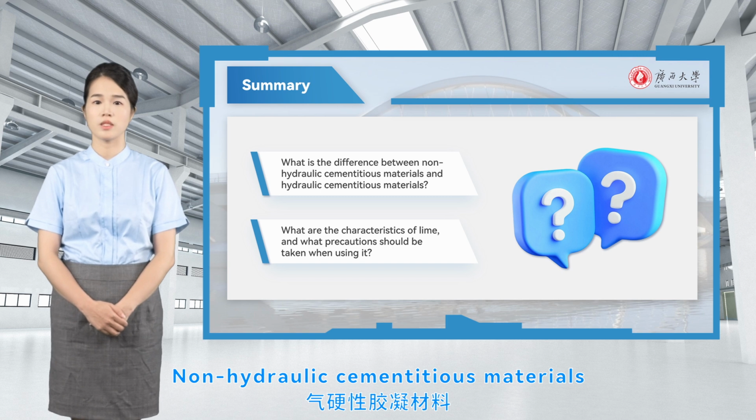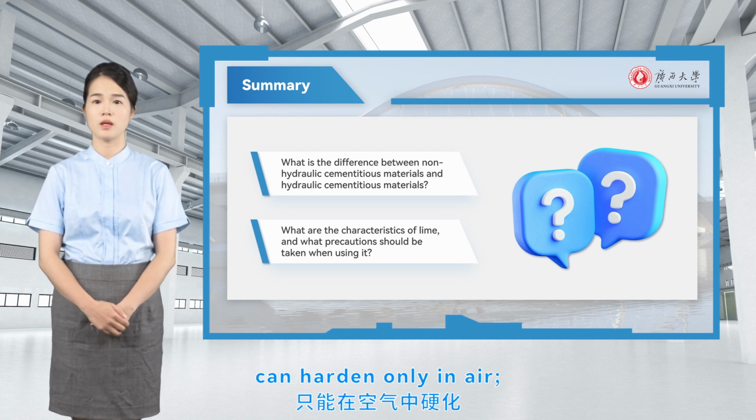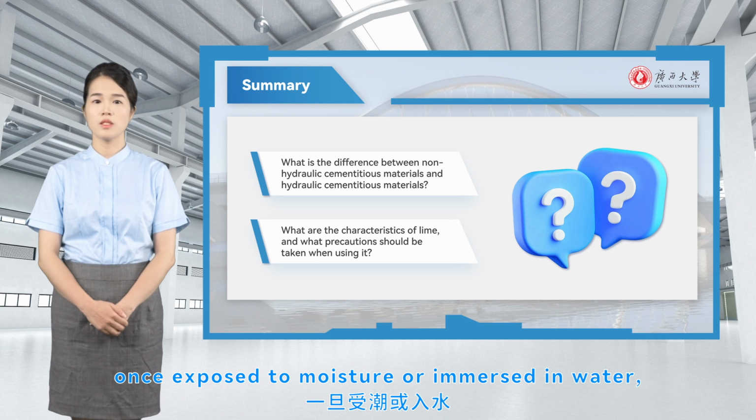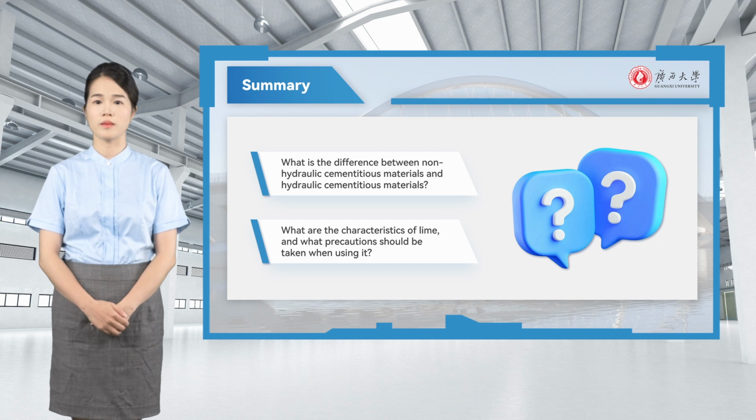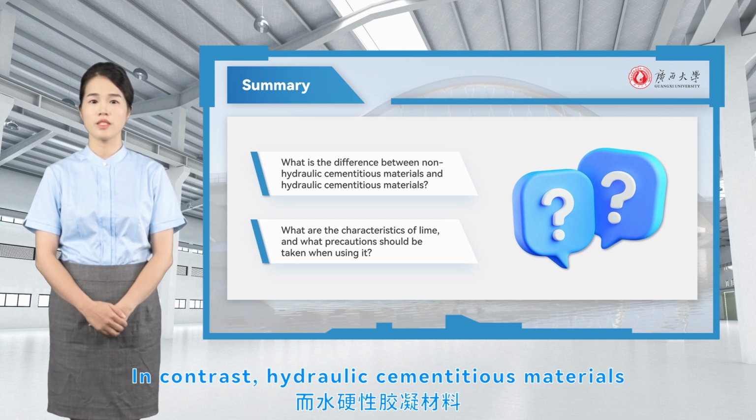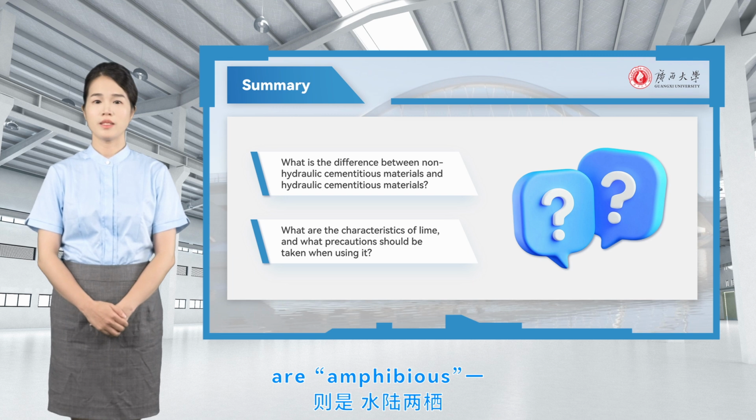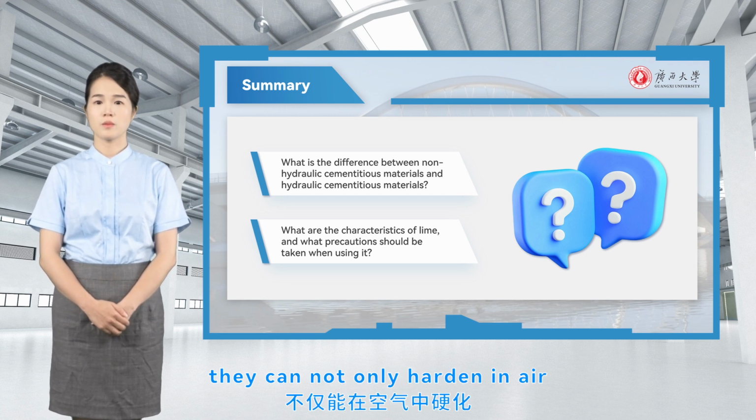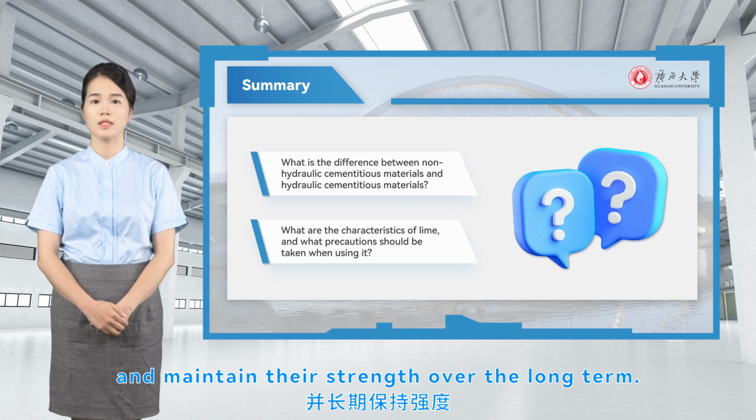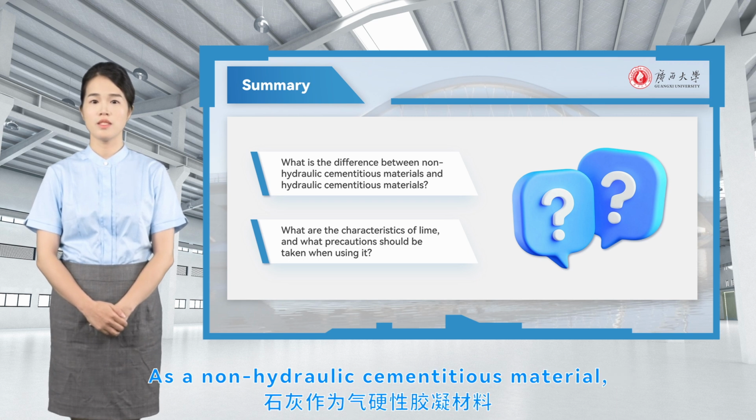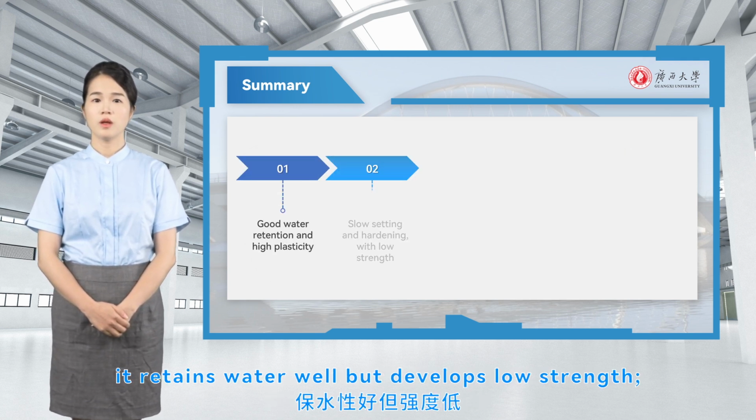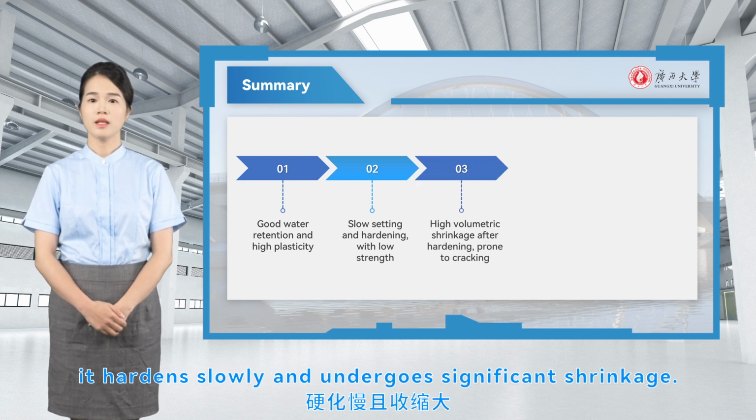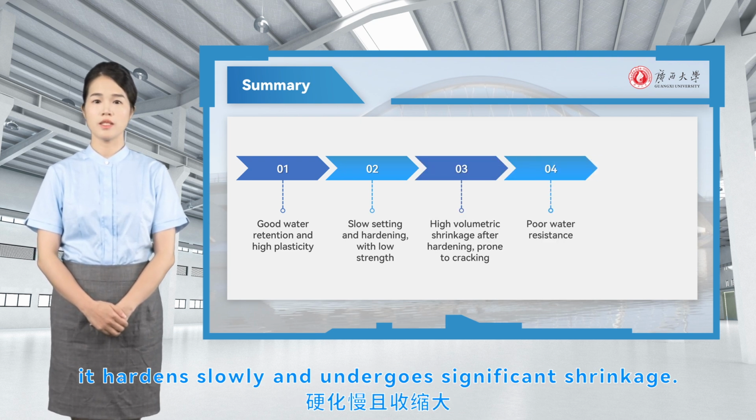Non-hydraulic cementitious materials can harden only in air. Once exposed to moisture or immersed in water, their strength decreases, or they may even fail. In contrast, hydraulic cementitious materials are amphibious. They can not only harden in air, but also harden in water and maintain their strength over the long term. As a non-hydraulic cementitious material, lime has distinctive characteristics. It retains water well, but develops low strength. It hardens slowly and undergoes significant shrinkage.